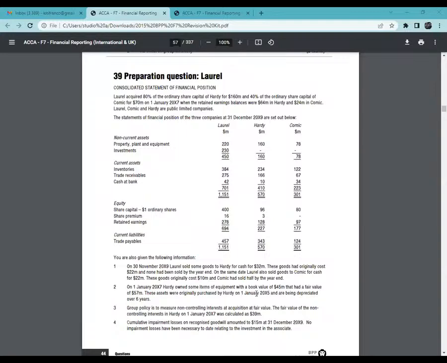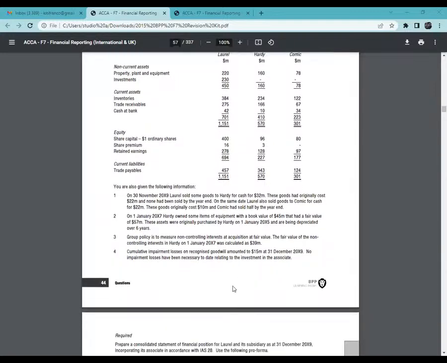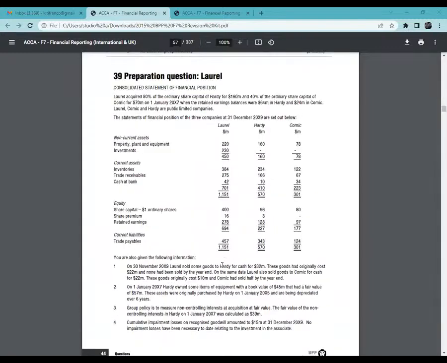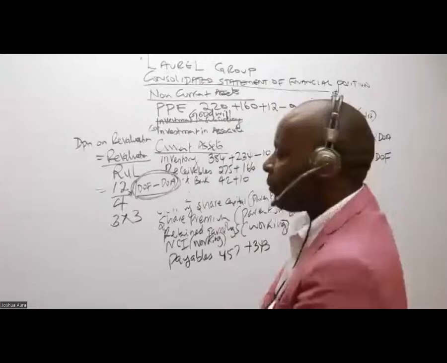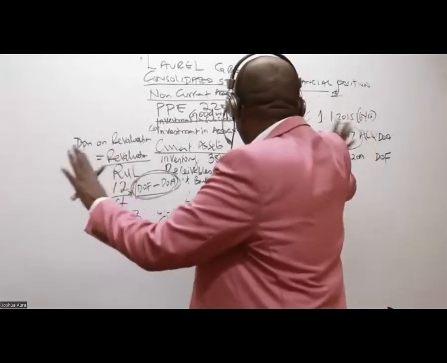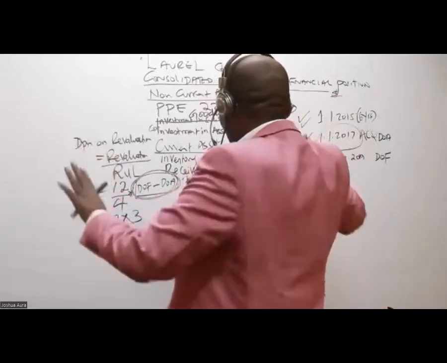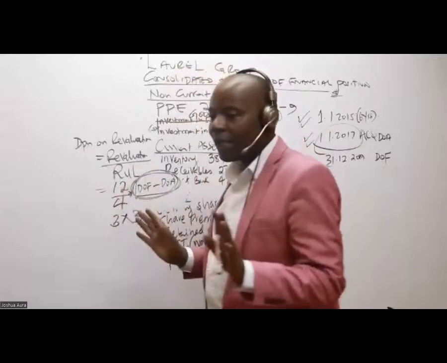So then allow me to go to the next sentence, note number 3. They're telling me, group policy is to measure NCI. I'll be doing this later. Cumulative impairment losses on recognized goodwill amounted to that. I'll also be capturing this later. Now, ladies and gentlemen, it is after I've done this that I will now start my other workings. After I've done this, don't do anything yet. But after I've reached here, now I can go ahead and do the other workings.